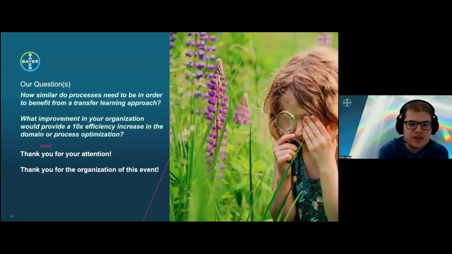And with this, our questions to the round. How similar do processes actually need to be in order to benefit from a transfer learning approach? And the second question, because everybody's always talking about KPIs: what would be needed in your organization to have a 10x efficiency increase thanks to active learning? Systemic organizational changes, all sorts of changes that you could see in your organization to reach this goal.